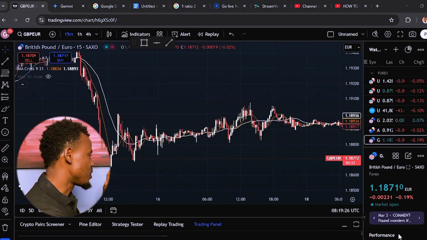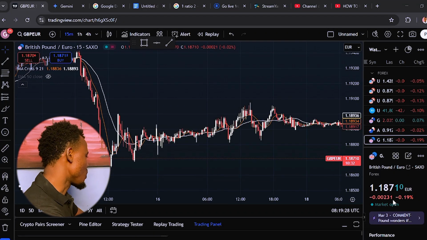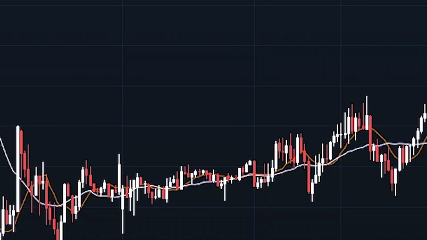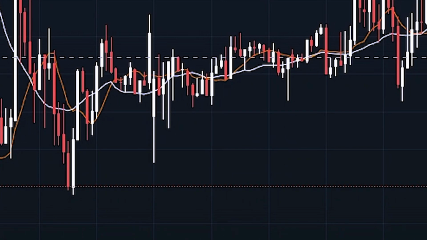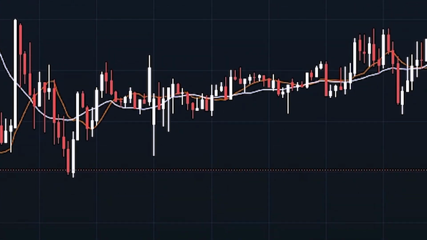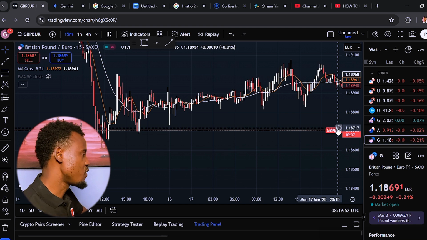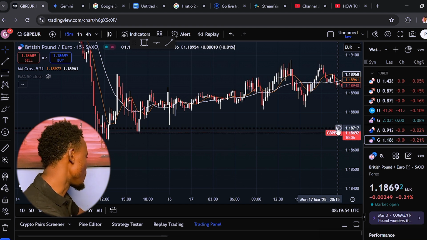So first things first, as you can see, we have two major lines over here. We have two wonderful clean lines showing us what to do. Do you understand? These lines are called moving averages. You have a short and a long moving average. That's exactly what is going on over here.